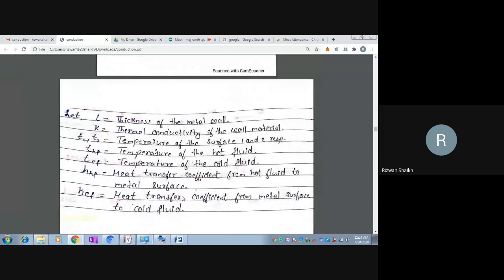Now, the notation has already been cleared. L is the thickness of the metal wall. K is the thermal conductivity of the given material. T1, T2 are the temperatures of the surface at 1 and 2 respectively. THF, TCF are the temperatures of hot and cold fluid respectively. HHF, HCF are the heat transfer coefficients of hot fluid and cold fluid respectively.